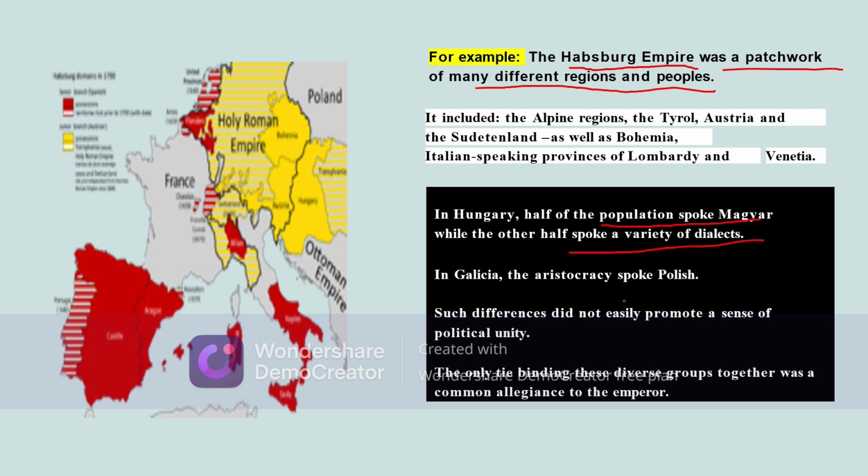In Galicia, the aristocracy spoke the Polish language. Such differences did not easily promote a sense of political unity. The only tie binding these diverse groups together was a common allegiance to the emperor. So they were not united; ethnically and culturally, they were different people. So up to this point, you have to write for the question that I mentioned in the earlier slide.